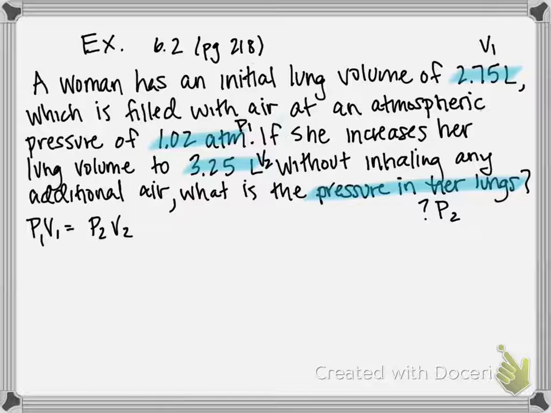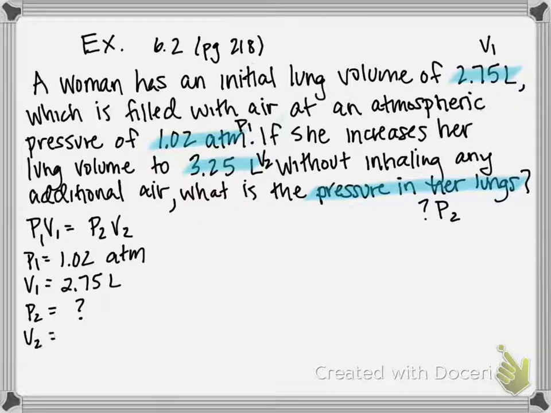So P1 is 1.02 atmospheres from the problem. V1 is 2.75 liters from the problem. P2, we don't know. That's what we're looking for. And V2 is going to be that 3.25 liters.